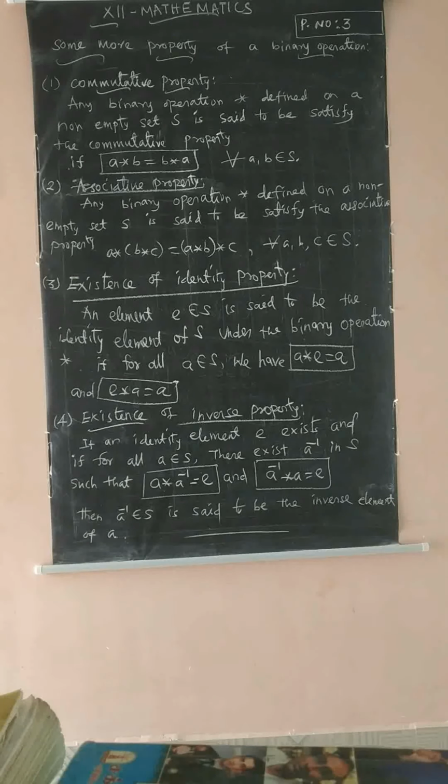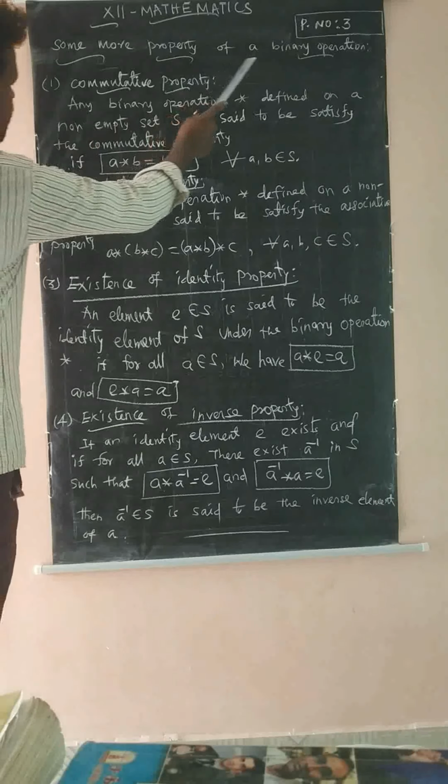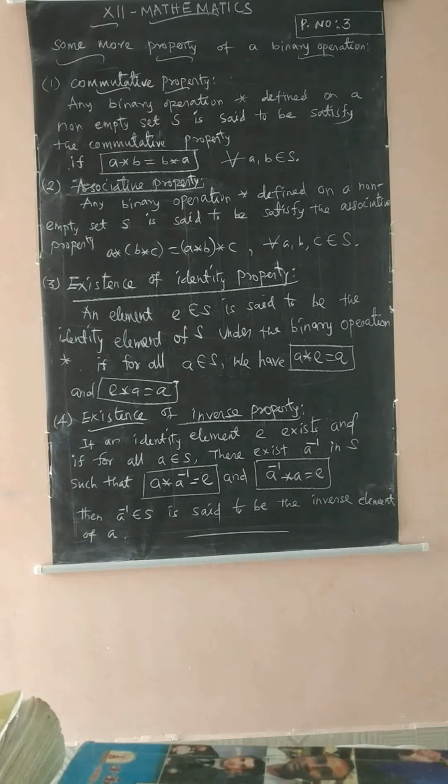Now see some more properties of binary operation. The first one is the commutative property, the second is the associative property, the third is the existence of identity property, and the fourth is the existence of inverse property. Already seen in a lower class. Okay, number one, commutative property.